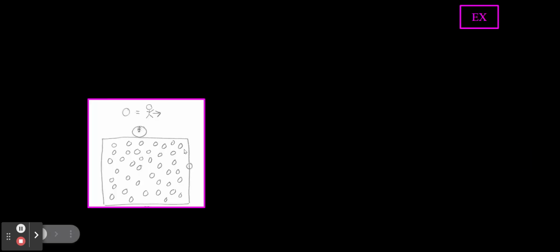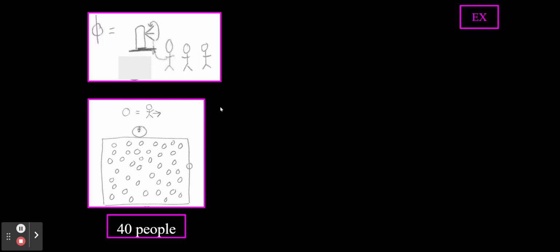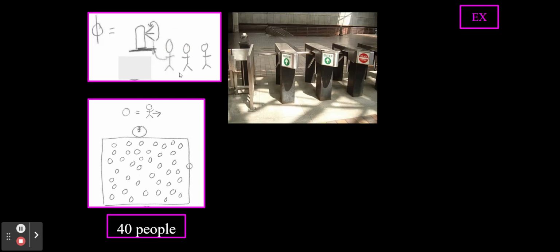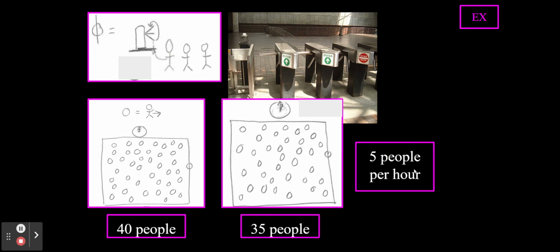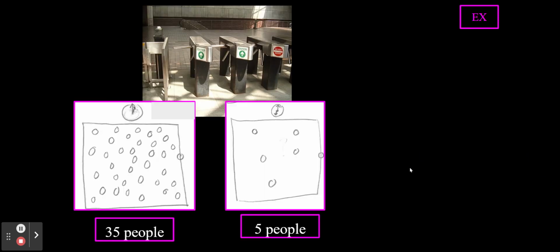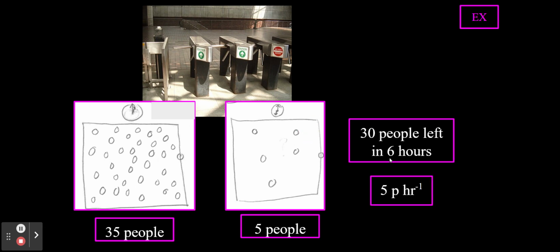If I had some people in a room and I had a door to get out, or not a door, but this is a turnstile, and sometime later, five people left, so this is an hour, that means the rate is five people per hour. And sometime later, there's five people left. You'll notice it was 6 hours, 30 people. So it's still five people per hour. We're decreasing the concentration and the rate's staying the same. So this is zero order.